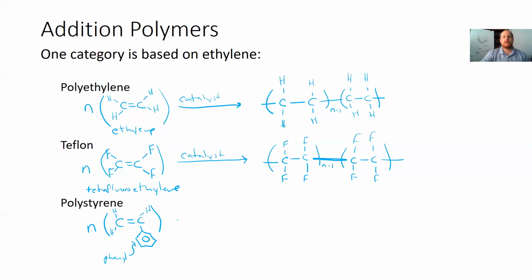So this particular molecule, you take that with a catalyst, and this molecule will form long polymer chains also, where you have carbons all bonded in a row, and coming off there, you have a lot of hydrogens, but every other one of these has a phenyl group.